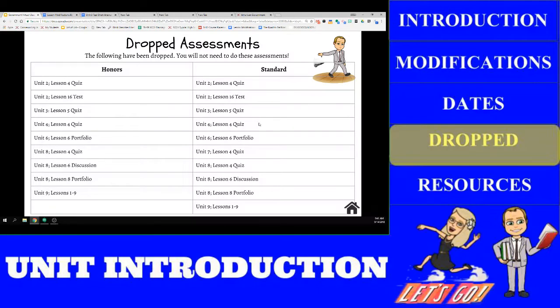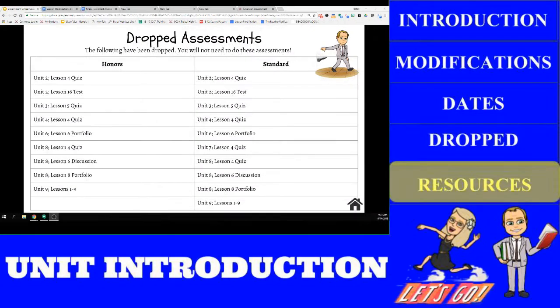And how to find that information? Going to the dropped assessments. Always check out the dropped assessments first. If you're like, why can't I do this work? Well, make sure that the lesson is not dropped. Alrighty, so let's now go to one more. Let's check out the resources we have for you.